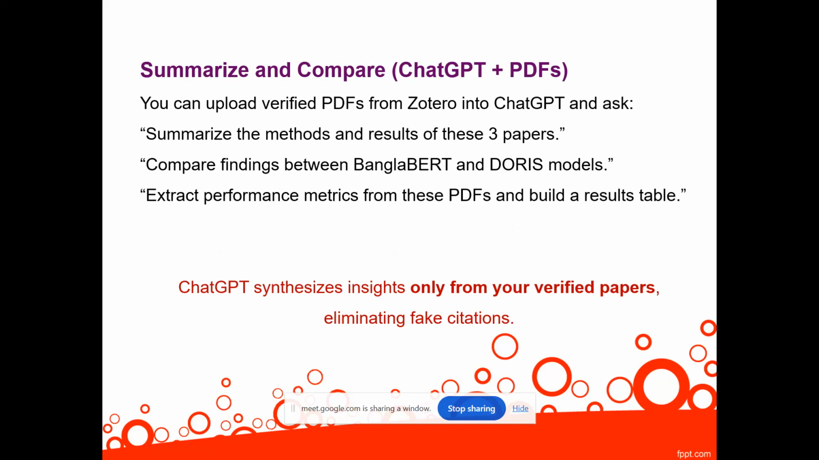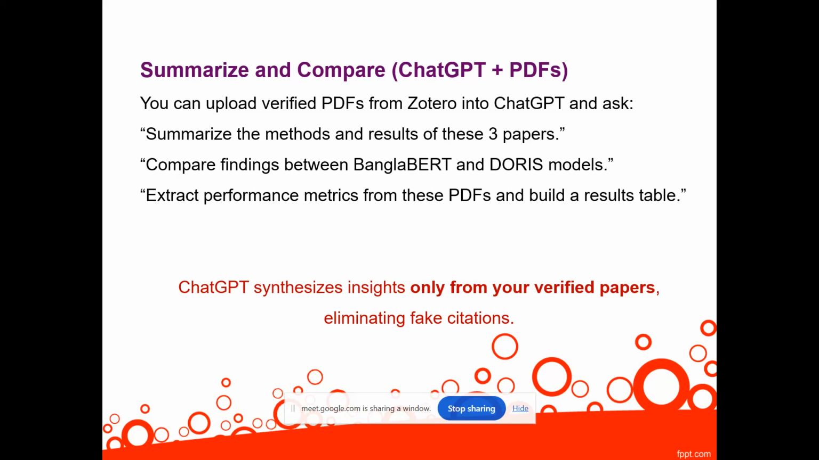And again we can use ChatGPT, because verified PDFs from Zotero can be uploaded directly into ChatGPT. Once we upload those PDFs, we can ask it to summarize the methods and results for any selected papers. Again, we should not upload 100 papers to ChatGPT. We should use Semantic Scholar and Consensus to bring it down to 3 to 4 papers we are really interested in. Those papers we can ask ChatGPT to summarize or compare, or to extract performance metrics.